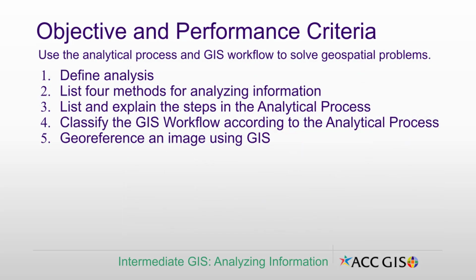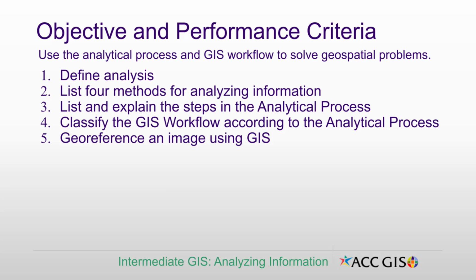All right, at this point, you should be able to use the analytical process and GIS workflow to solve geospatial problems, including define analysis, which is simply making sense of information to create knowledge. You should be able to list the 4 methods of analyzing information, including cause and effect, compare and contrast, problem solving, and classification. You should be able to list and explain the steps in the analytical process, including question, inform, analyze, decide, and present. And you should be able to classify the GIS workflow according to the analytical process.